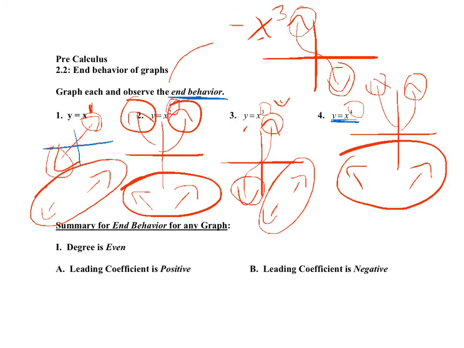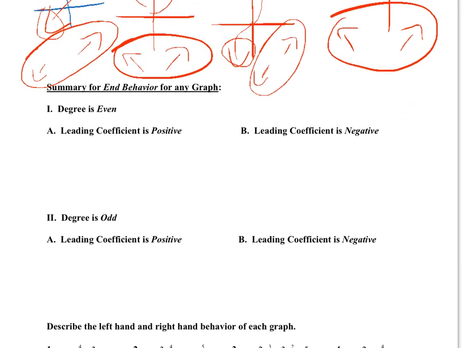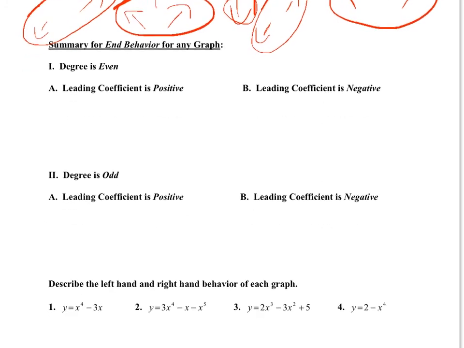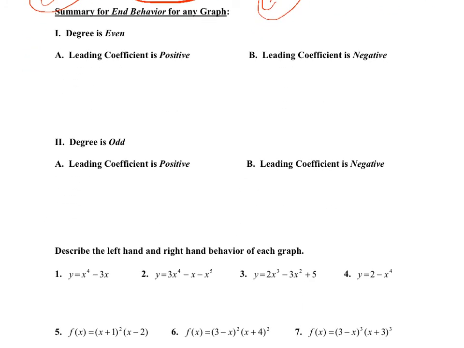Okay, so let's sum this up. If the degree is even and the leading coefficient is positive, that's the example for those, because it was y equals x squared, y equals x cubed, y equals x to the 4th. The leading coefficient was positive. So it's real easy. If the degree is even, here's your end behavior. They both go up. So you can just put arrows for it. If the leading coefficient is negative, well that means it's this case. That's where the parabola goes down, so then they both go down.